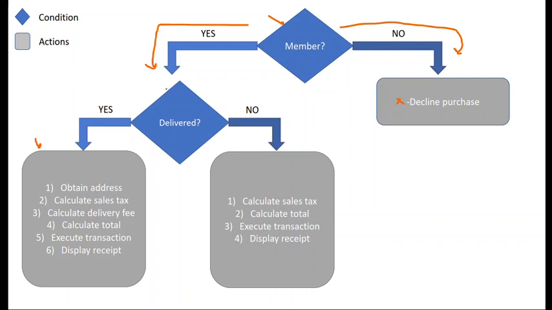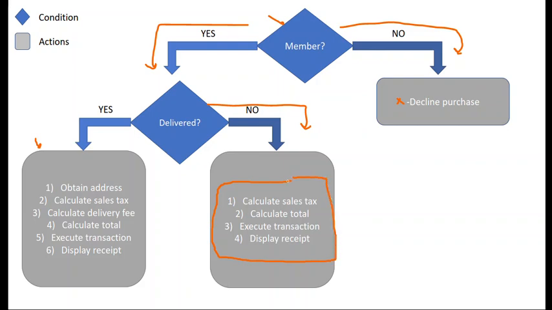At that point, the program comes across another condition to check if the customer asked for the items to be delivered to his house. That's something that was selected by the customer during the shopping process. Now, if the customer didn't ask for the items to be delivered, then this path will be followed, and at that point, these tasks here will be executed.